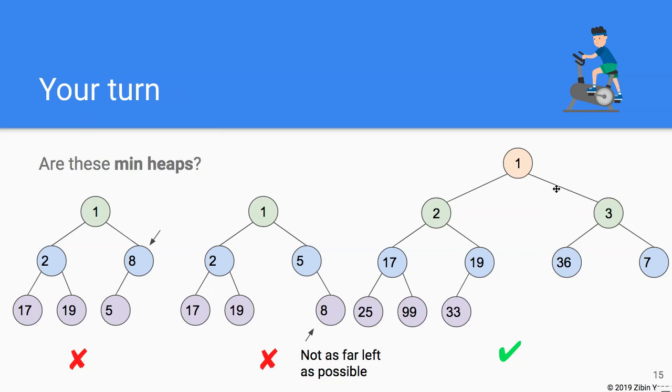Now, one thing I want to point out is, even though this kind of looks like a binary search tree, it's not a binary search tree. And the reason for that, obviously, is that a binary search tree would require the left child to be smaller than the node and the right child to be bigger. And this is not. So a min heap might look like a binary search tree, but it's not.